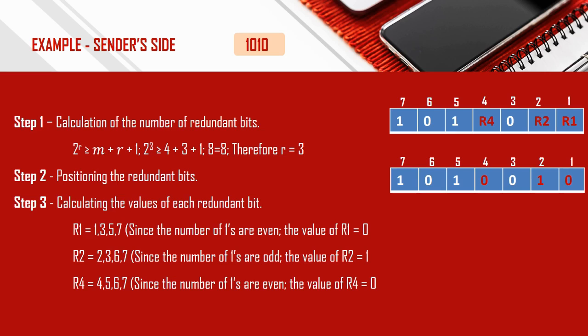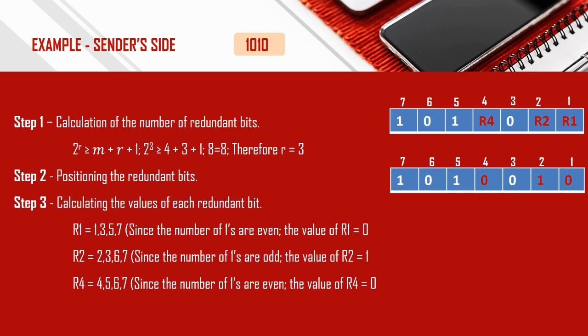The second parity bit is calculated with the positions 2, 3, 6 and 7. Since the number of ones is odd, the value of r2 is equal to 1. We check the positions: at the second position we have 1, the third position we have 0, the sixth position we have 0, and the seventh position we have 1. So we have 2 ones, which means the number of ones is odd.